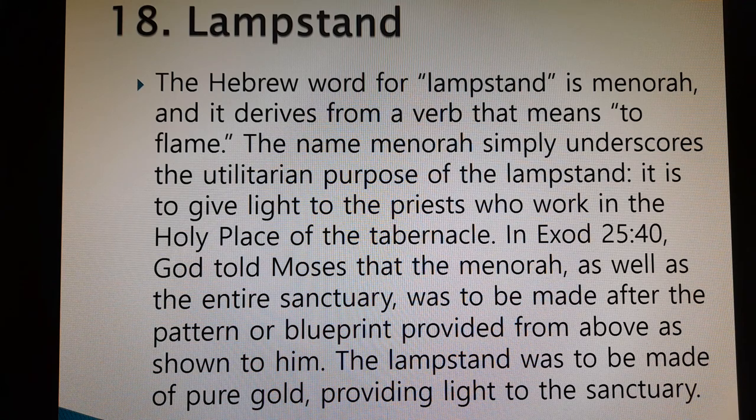Lampstand. The Hebrew word for lampstand is menorah, and it derives from a verb that means to flame. The name menorah simply underscores the utilitarian purpose of the lampstand. It is to give light to the priests who work in the holy place of the tabernacle. In Exodus 25, God told Moses that the menorah as well as the entire sanctuary was to be made after the pattern or blueprint provided from above as shown to him. The lampstand was to be made of pure gold, providing light to the sanctuary. Signifying the Holy Spirit and the mission and good deeds of the believers. Right?